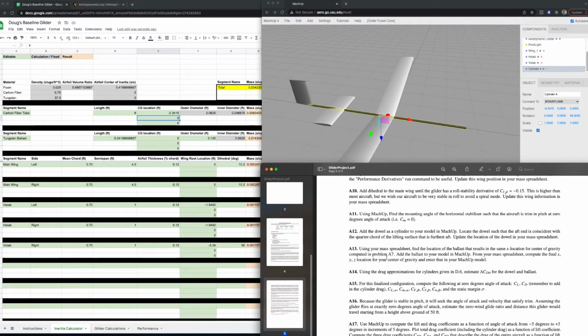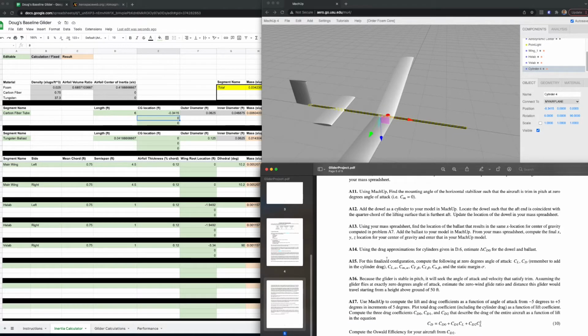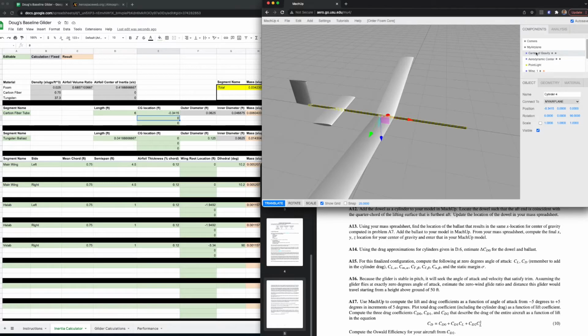Okay, A13 now. It says use your mass spreadsheet, find the location of the ballast that results in the same X location for center of gravity computed in problem A7. Okay, so we wanted some center of gravity. Let's come back to our center of gravity here. We said that we wanted the center of gravity to be minus 0.0569, right? That's the X location of the center of gravity that we wanted. And so now we've got to figure out where to put this ballast so that is indeed the case, so it actually gives us a center of gravity of that location.